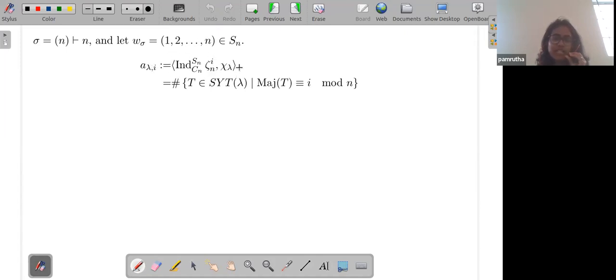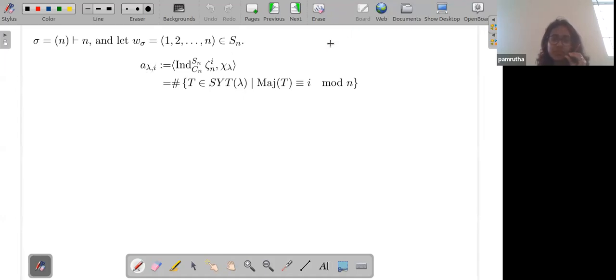Here, the multiplicity needs a little bit of understanding. This is something called the inner product of the characters. I'm picking the irreducible character in the cyclic group generated by this particular element, that is theta_n to the power i. I am inducing it from the cyclic group C_n to the symmetric group. Now the question is with what multiplicity each irreducible character chi_lambda of the symmetric group occurs. When we take this inner product, we are actually getting the multiplicity with which this particular chi_lambda occurs in this induced representation. We will denote this as a_{lambda,i}.